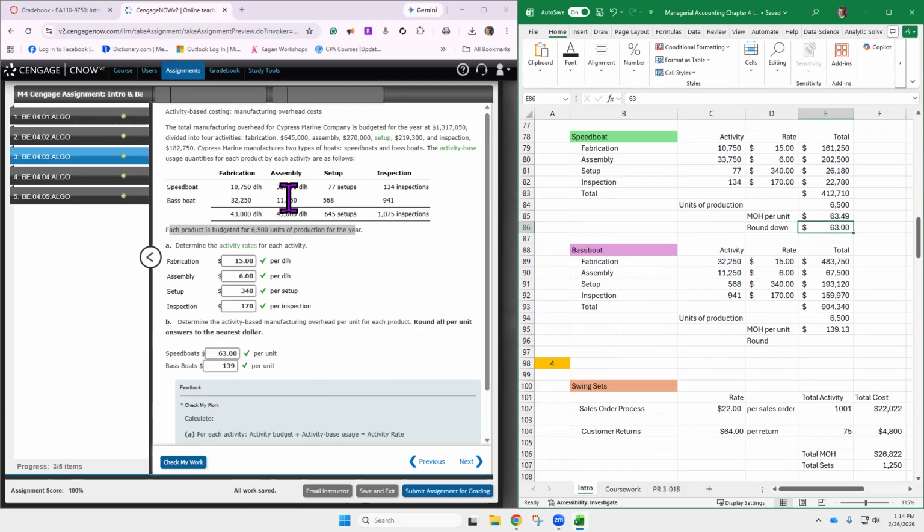Put their totals of each of those activities, and then the rates, and then do the math across. And when you're done, you have a total of 904,340. We divide by the same number, 6,500, and then this becomes 139.13. And if you round down, there's your answer.